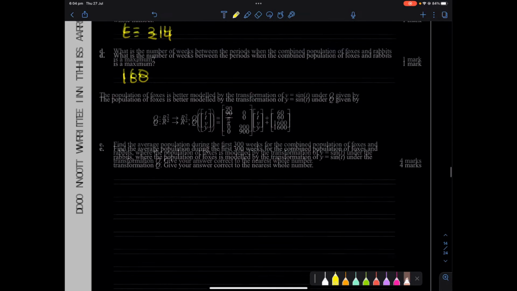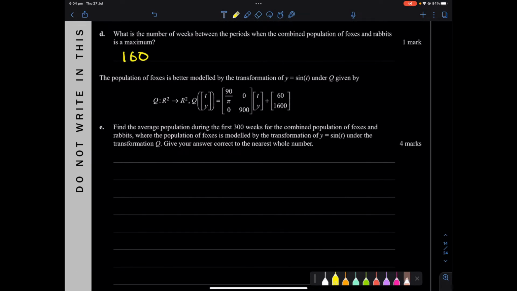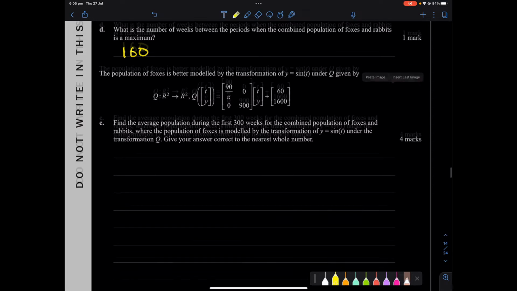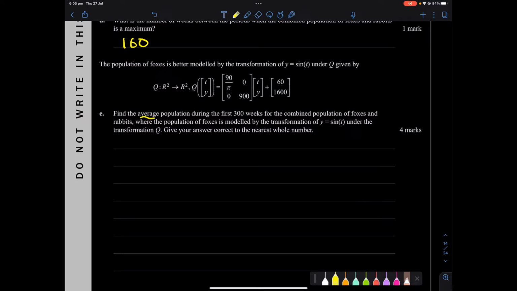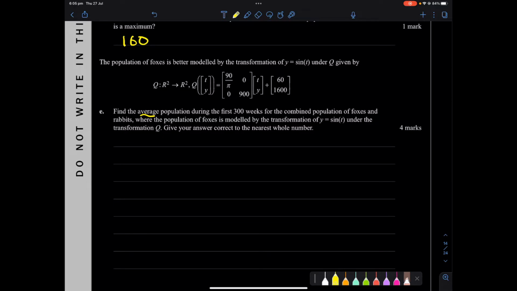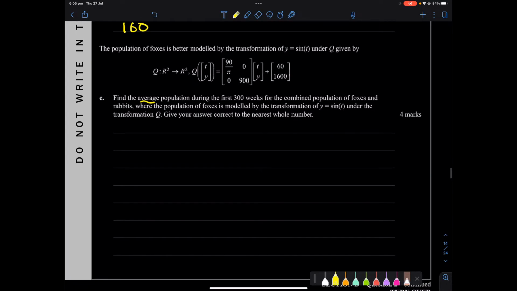The population of foxes is better modeled by the transformation of y. Okay, we need to be careful. The population of foxes is modeled by the transformation of y under q. Originally the function is sine t, but we transform it using q, this over here, to make an equation. Find the average population between two points. Find the average population during the first 300 weeks for the combined population of foxes and rabbits, where the population of foxes is modeled by the transformation of y equals sine t under the transformation. It's 4 marks.